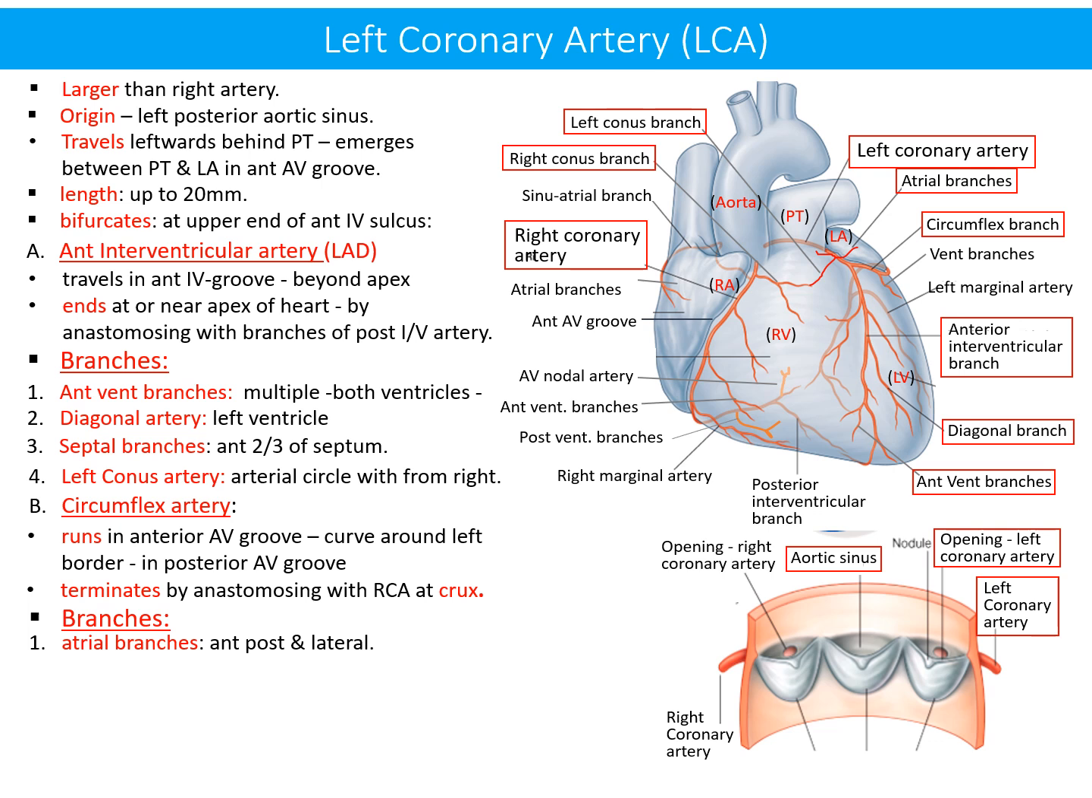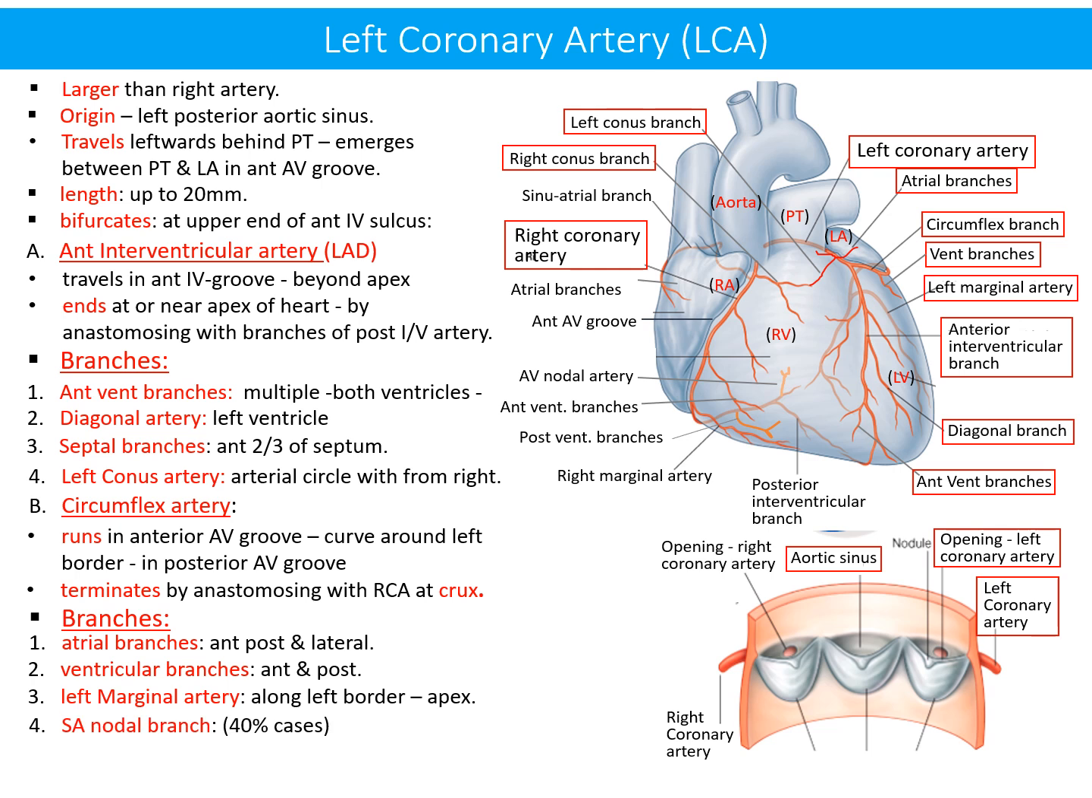Its branches are number one, anterior, posterior, and lateral branches to the atria. Ventricular branches are anterior and posterior. It also gives a left marginal artery which travels along the left border up to the apex of the heart.